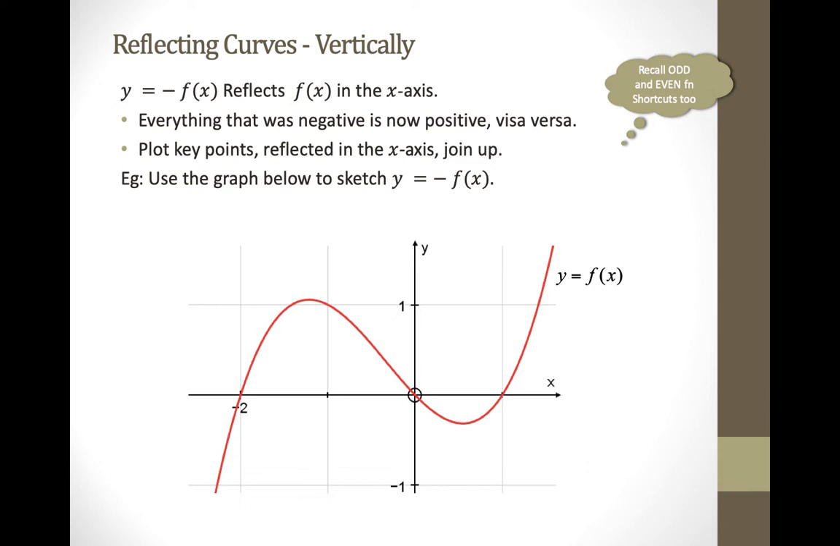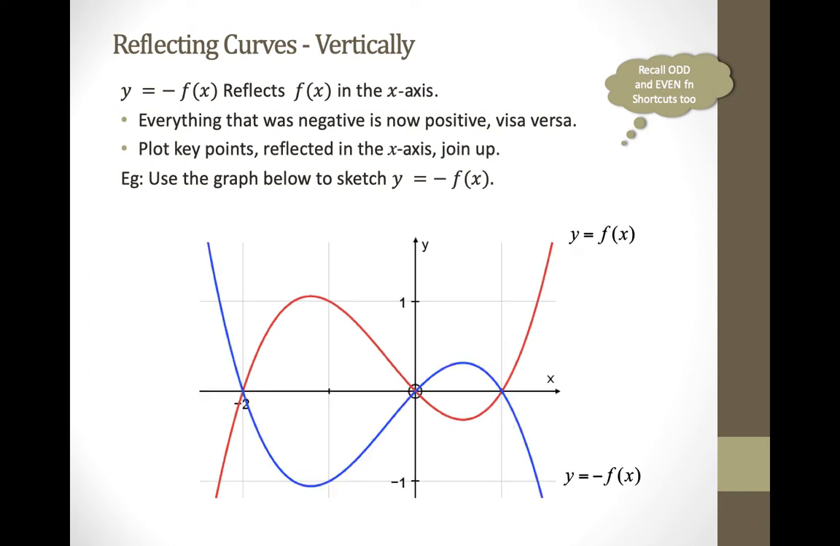Everything essentially that was negative reflects positive, and everything that was positive reflects and becomes negative. So a way to do that is to plot some key points. If we look at this red graph and we look at graphing y equals f of negative x, the key points would have to be things like the x-intercepts, any y-intercept, which just happens to be 0, and this minimum point there that gets reflected up, and this maximum point up here gets reflected down. So you take the new places and you join them up with a curve. It's pretty easy.